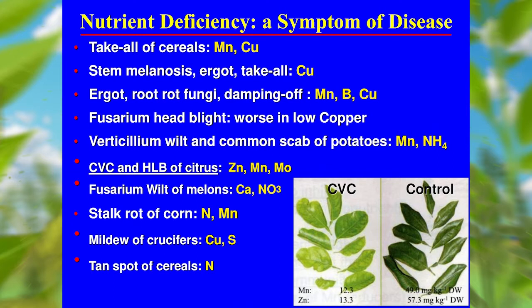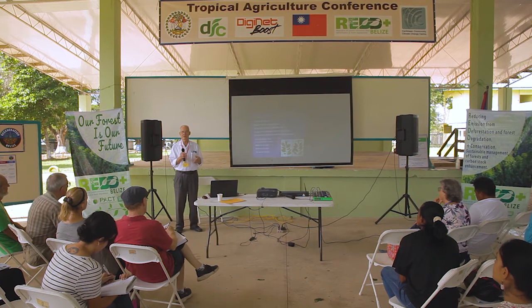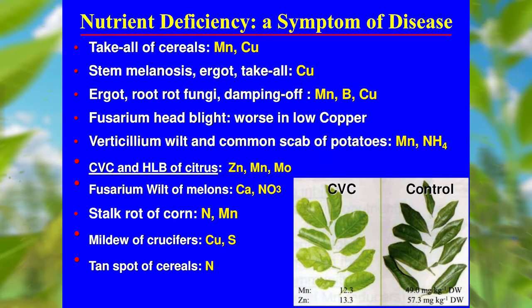When I was in the Netherlands, I was asked to visit a large greenhouse operation, 40 acres, all under glass. The owner had told me that he was having serious problems with some diseases. And as soon as I walked in, I turned to the owner and I said, well, you have an extreme manganese deficiency. He said, no, I have a disease problem. I said, well, you have a disease problem because you have a severe manganese deficiency.